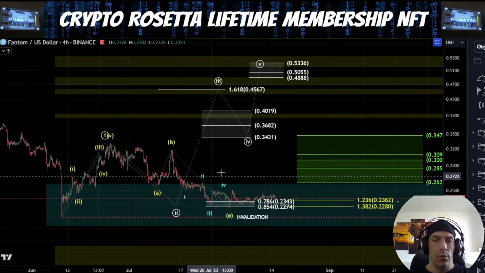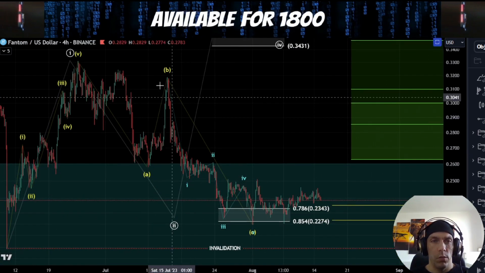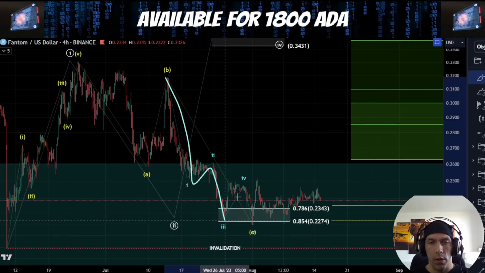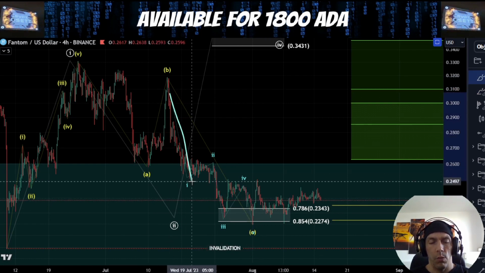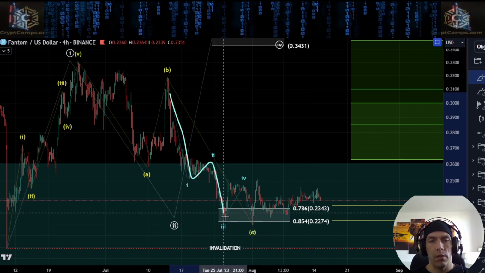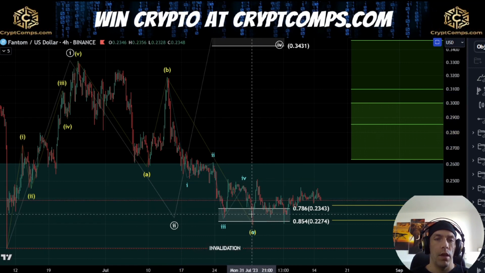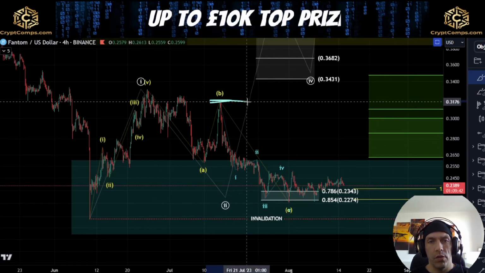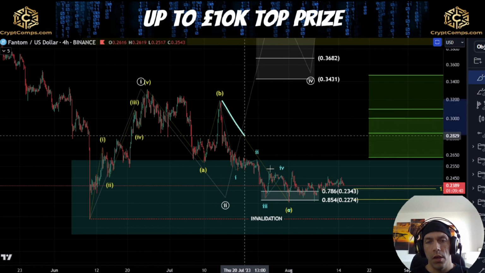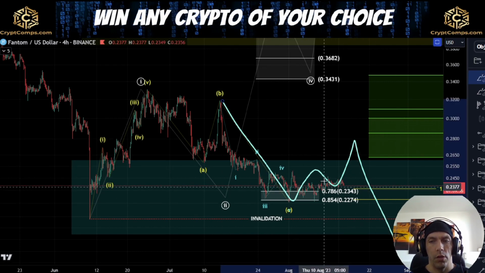We need to be very careful here, because internally what we could have is that this move down was actually 1, 2, 3, 4, and 5. Now, the way that I'm looking at this is as an extension within the wave 1 here. And then what we're saying is that we have this smaller 3rd, 4th, and 5th wave to complete this move. Now, the key thing is that if we do have a move like this, we need to be careful, because as long as we stay below this high here, we can potentially just see 3 waves to the upside and then see continuation to the downside.